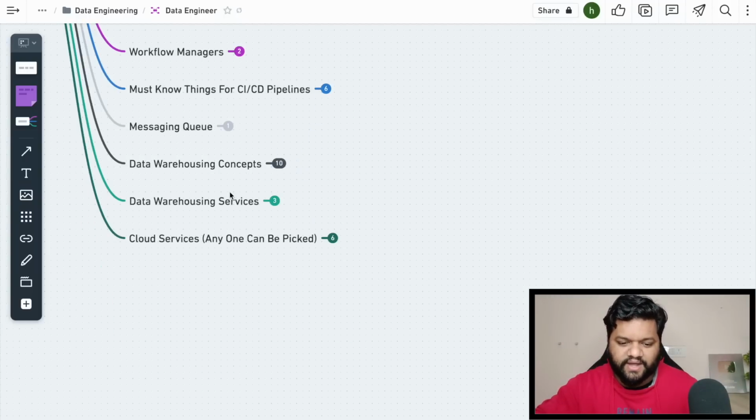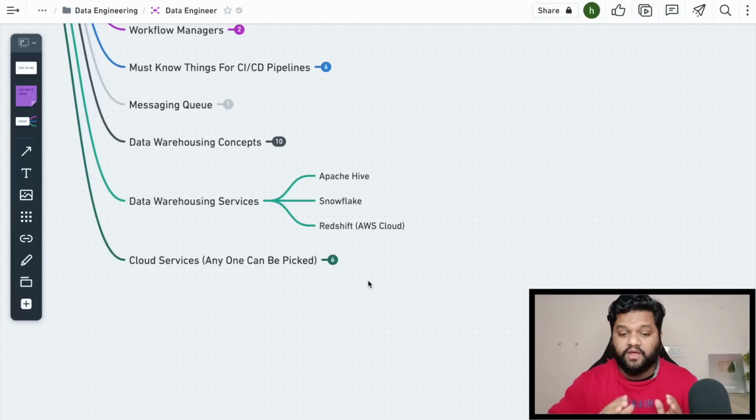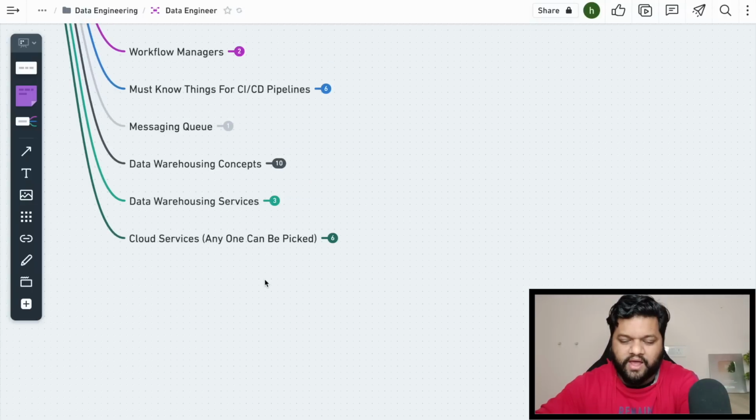So those are the data warehousing concepts. Next one, data warehousing services, those frameworks which are really in demand in the industry when it comes to the best data warehousing solutions. Apache Hive is there as an open source option. Snowflake is getting a lot of popularity, and you will even find job profiles specific to this, Snowflake developer. So this is something which you should definitely target in 2023. And when it comes to data warehousing services in the cloud, AWS Redshift is definitely dominating at this moment.